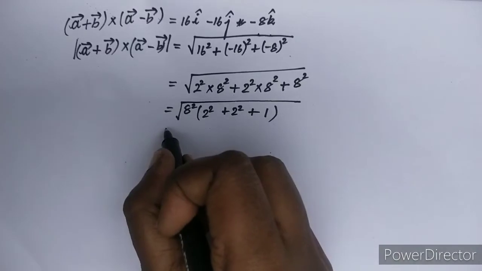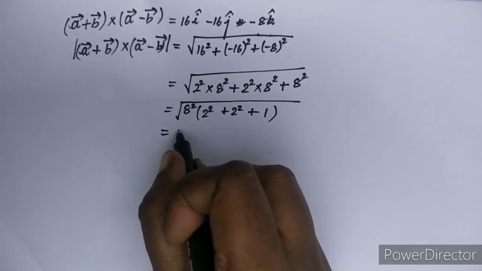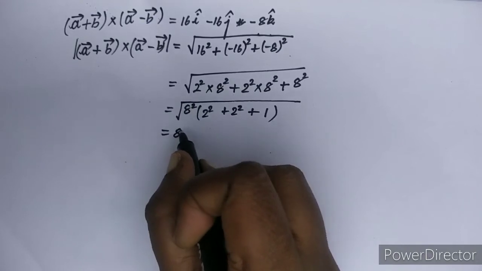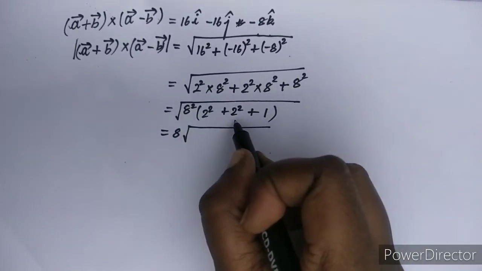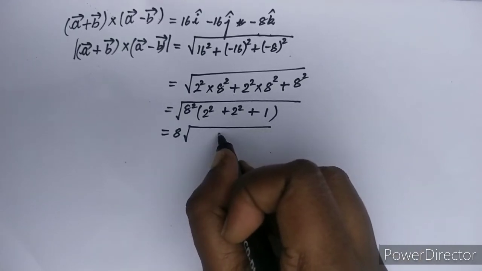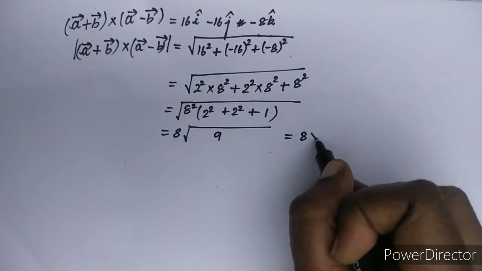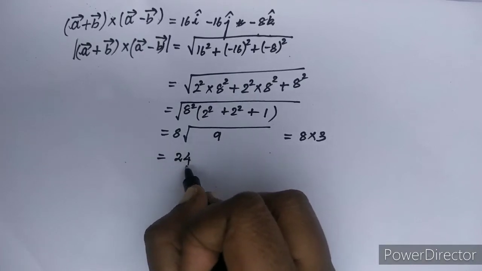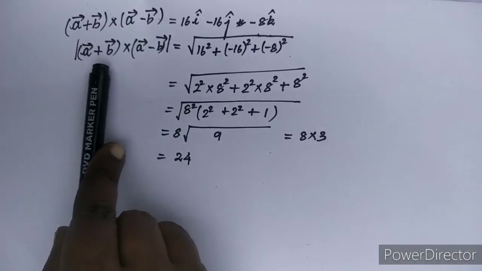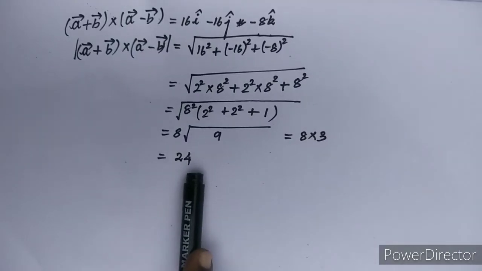Again, root 8 square we can take it outside from the root, so we'll get 8 into root of 2 square plus 2 square is 8 and 8 plus 1 is 9. Root 9 is 3. So 8 into 3 is 24. So magnitude of a vector plus b vector cross a vector minus b vector is 24.